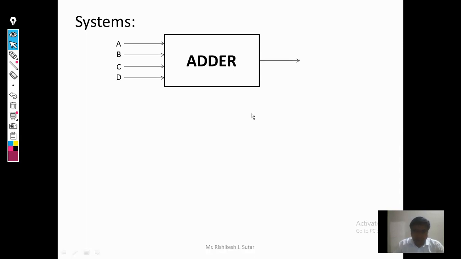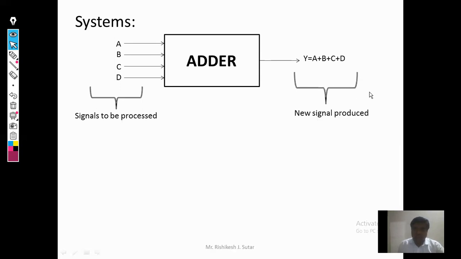And let's consider that it is an adder. It will add all these inputs. So you can see here that this adder's output is Y, and it is going to add the A, B, C, D inputs. So now this adder is a system. You can see here this A, B, C, D are nothing but the signals to be processed. This Y is the signal which is newly produced, and this adder is a system.